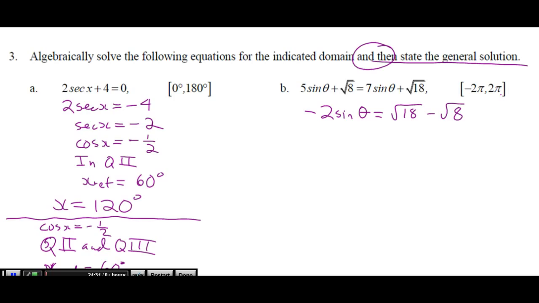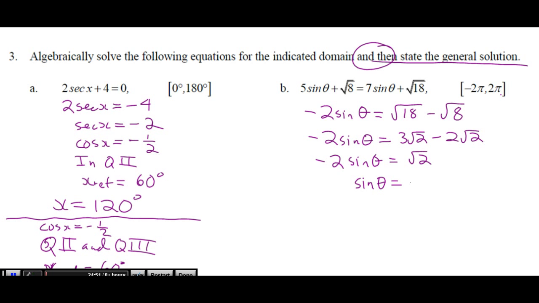So negative 2 sine theta is root 18 minus root 8, but root 18 is what? That's 3 root 2. What's root 8? That's 2 root 2. So negative 2 sine theta is equal to root 2. So sine theta is negative root 2 over 2, right? I'm dividing by negative 2. So sine theta is negative root 2 over 2. Okay. Yep.